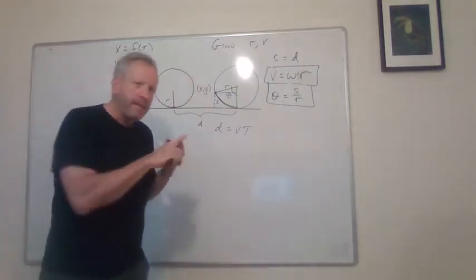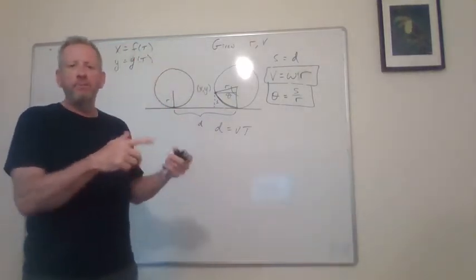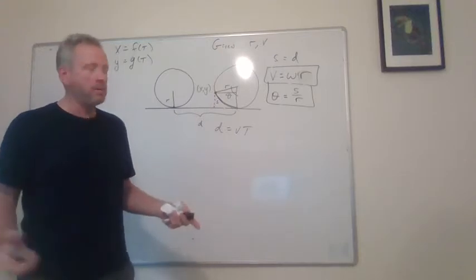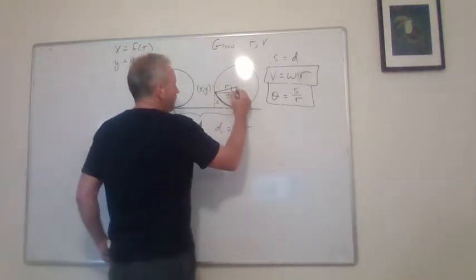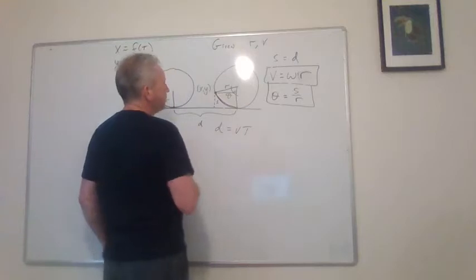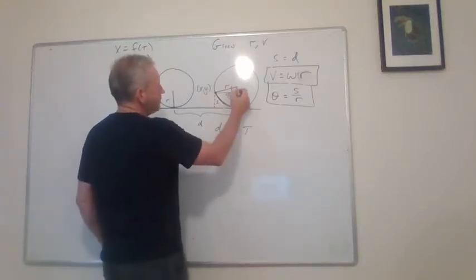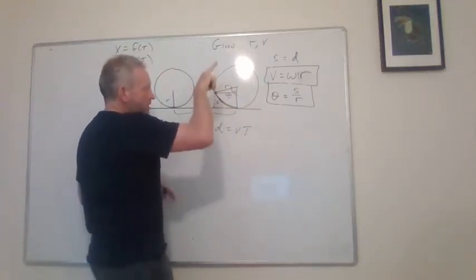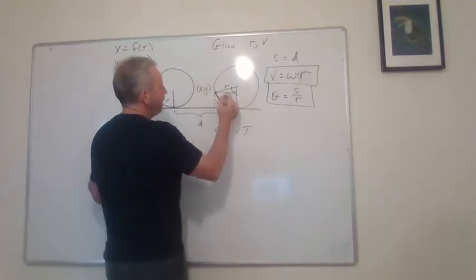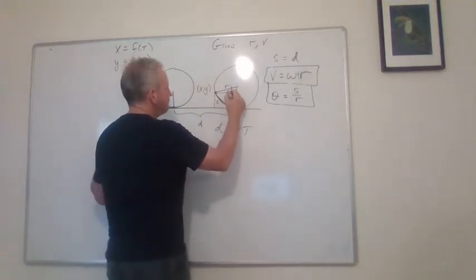So we need to find that length and subtract it from D, and that will give us X. So what is this length? Well, I've got a nice right triangle up here, and I know this upper angle right there. Let me just call this L.